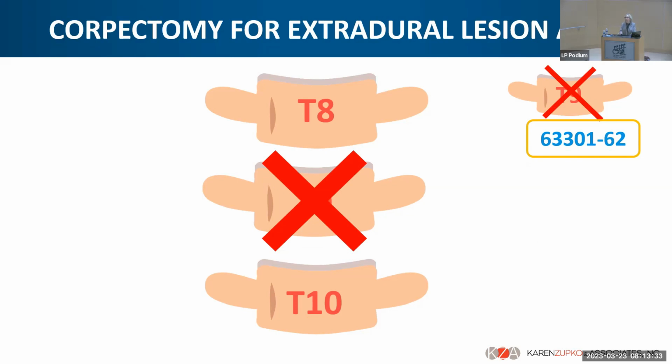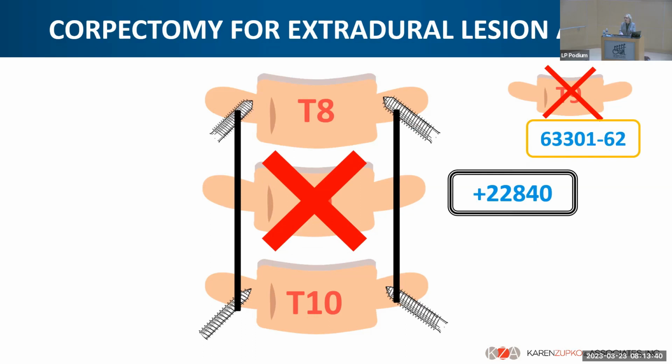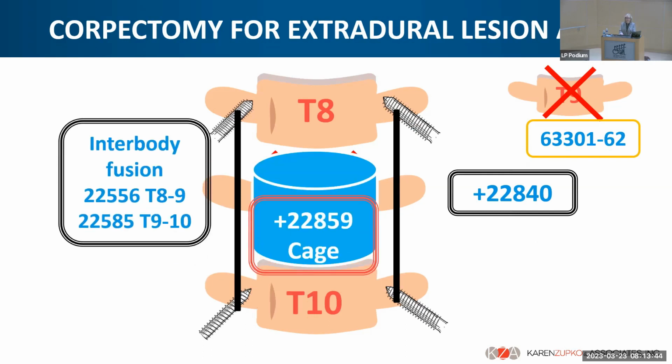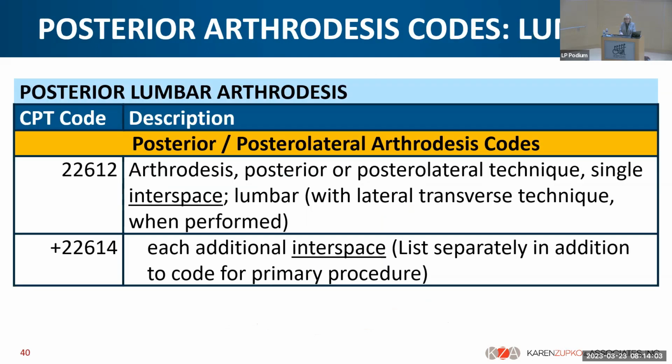And if this was done with a thoracic surgeon, it would be a co-surgery. And then again, we'd have hardware in this particular case, and then we'd have a cage. And in this case, the cage was not used for the purposes of fusion. This was an extradural lesion, so we didn't really fuse it. We just put a cage in for stability. And then we have interbody fusion at T8, T9, and T9, T10. Okay, so we want to make sure we capture all of those codes.